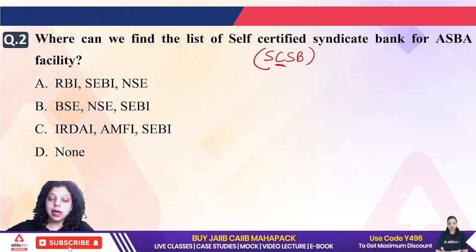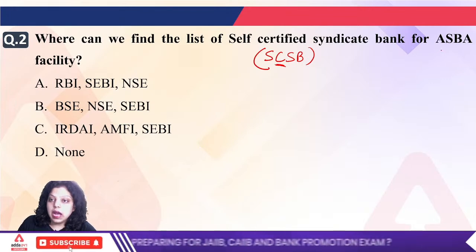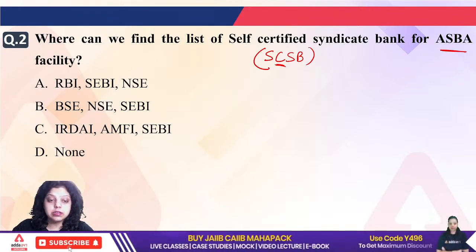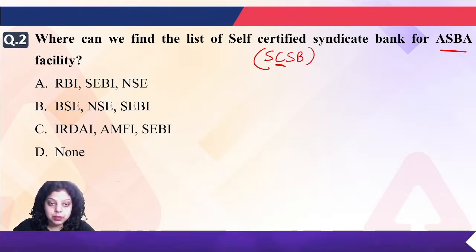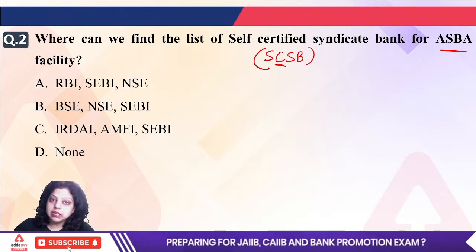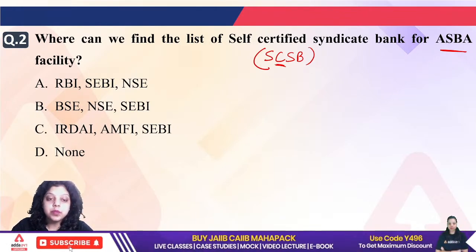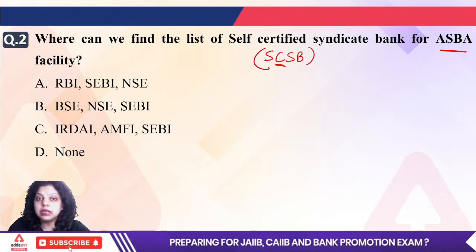Now what is ASBA? ASBA stands for application supported by blocked amount. It is a facility started by SEBI. Earlier, companies would announce the date on which they were going to issue the IPO, and people had to give the capital to the company to block their investment in the company.